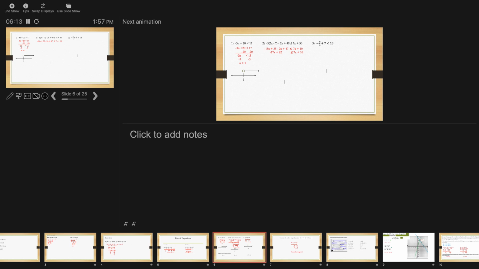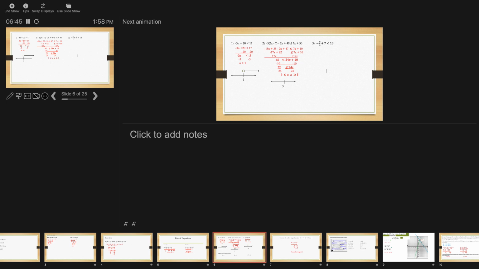Next one, distributing the -5. Combine like terms now. That's -17x on the left, plus 82 is less than or equal to 7x plus 10. Always start with the smaller number of x's, which is going to put us in a little bit of an awkward position. Add 17x. I get 82 is less than or equal to 24x plus 10. Subtract 10 from both sides. 72 is less than or equal to 24x. Divide by 24, and I get 3 is less than or equal to x.